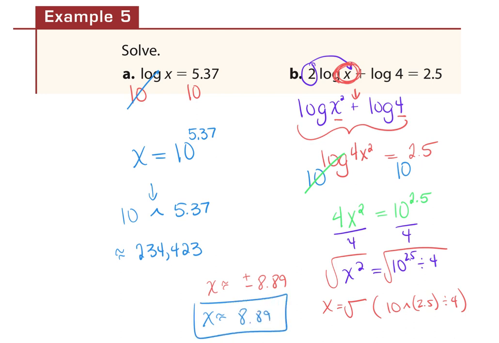If this had been in parentheses x plus 11, the negative 8.89 would be fine because negative 8.89 plus 11 is still a positive number, all right? But if you plug it in and what you're taking the log of is a negative number, we have a problem. It's extraneous. It does not work. All right? And so the only answer that works here is your positive number.